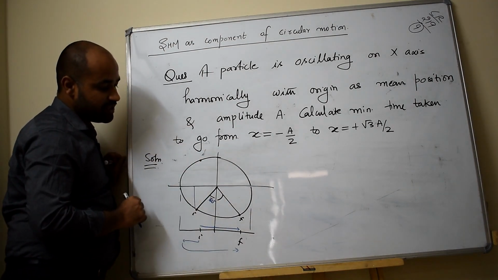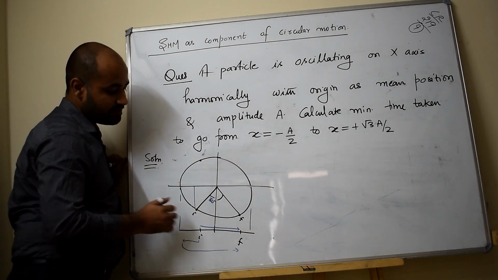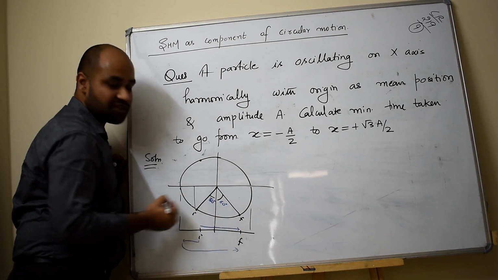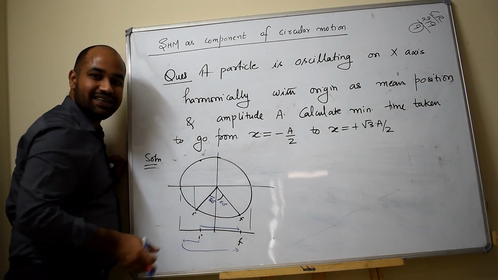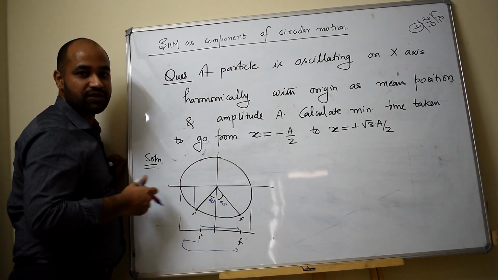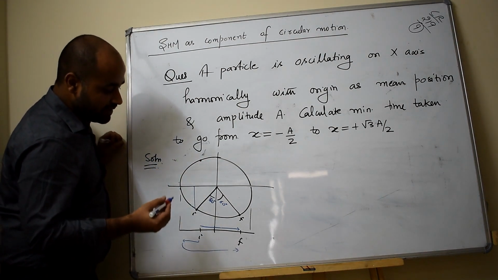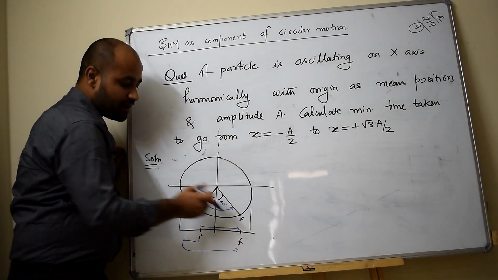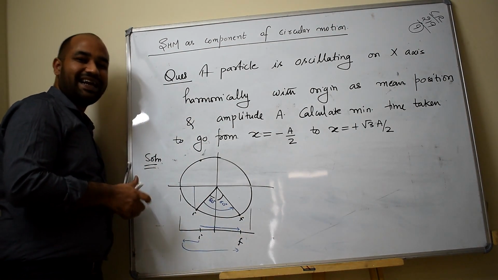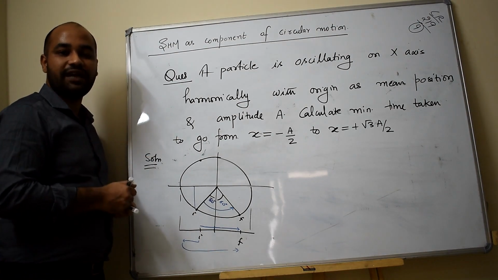Similarly, in the final position, the position is root 3 A by 2. That means this angle finally must be 60 degrees, because when this angle is 60 degrees, the x projection is A sin 60 or A root 3 by 2. That means in going from I to f, the total angle that the particle rotates on the circle is 90 degrees. So how much should be the time taken?